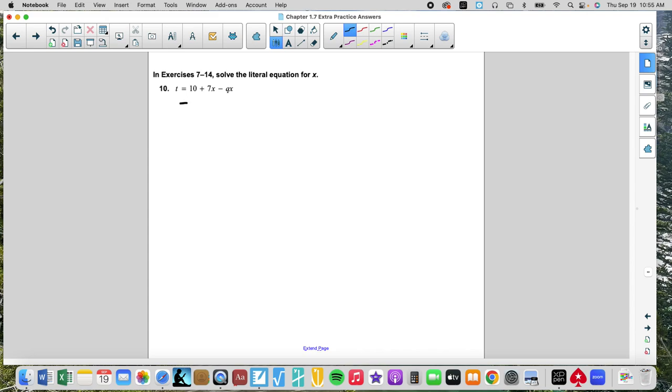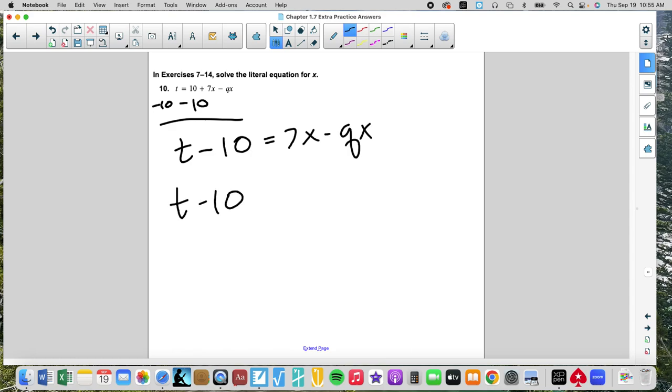I'm going to minus that 10 from both sides. I'm going to get rid of that constant. Leaves me with t minus 10 equals 7x minus qx. I'm going to factor out an x now. If I take an x, that's 7 minus q.